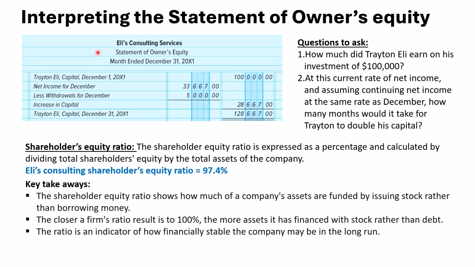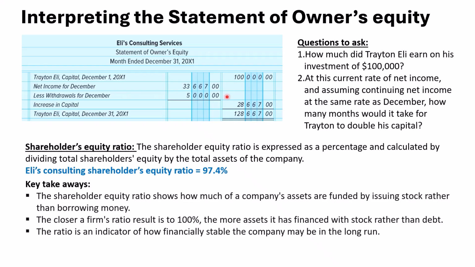Some of the questions we could ask are, how much did Trayton Eli earn on his investment of $100,000? To answer that question, we would take the net income for the period of $33,667 and divide it by the investment of $100,000, which would be 34%. So at this current rate of net income and assuming continuing net income at the same rate as December, how many months would it take for Trayton to double his capital? Our return on investment for December is 34%, so it would take about 3 months to double his capital, less what Eli draws out of the company.